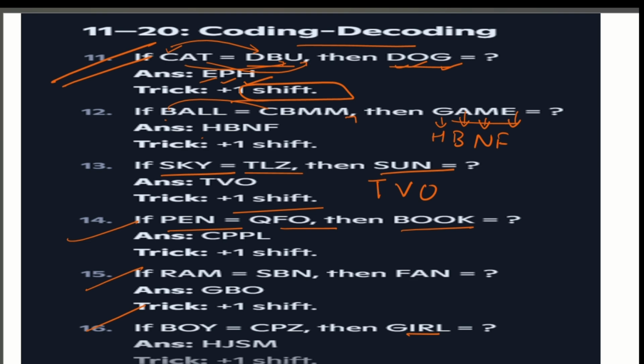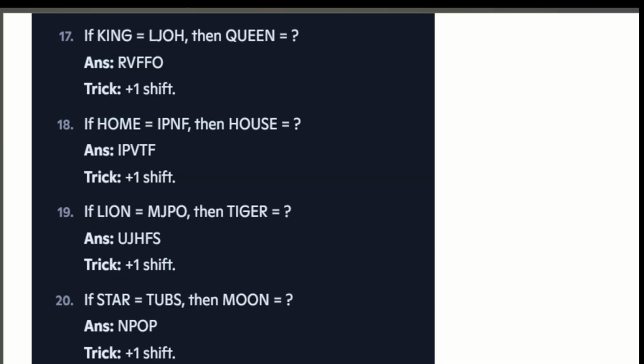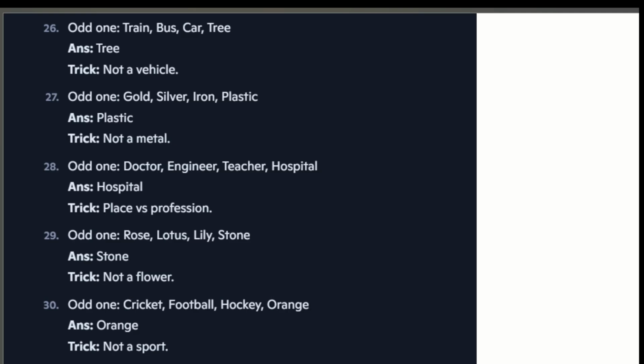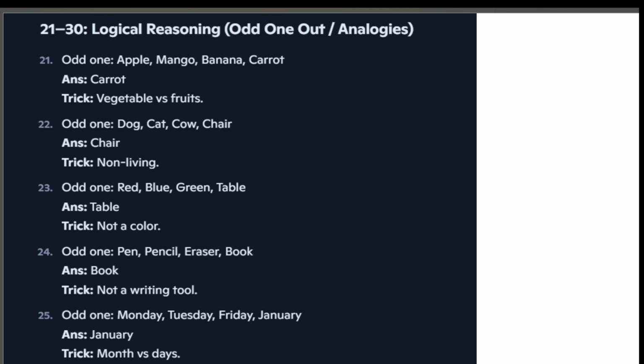This topic is coding and decoding. Same questions, one shift is there. And then there is 21 to 30: logical reasoning, odd one out, analogies. Odd one out: apple, mango, banana, carrot. Carrot is a vegetable, that is the odd one. Dog, cat, cow, chair. Chair is odd, non-living. Red, blue, green, table. Table is odd.